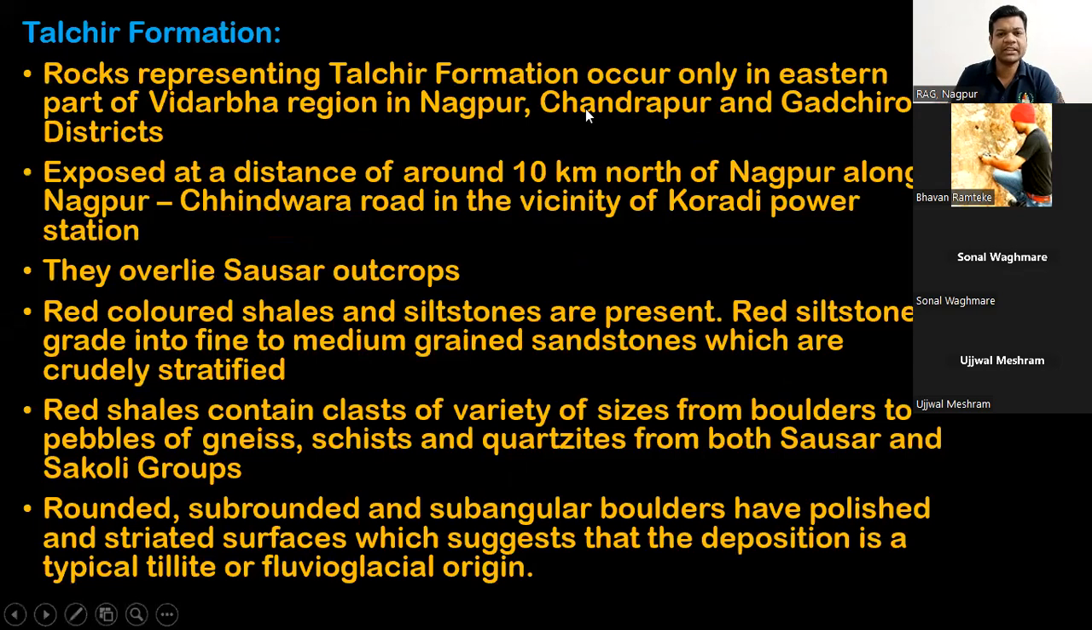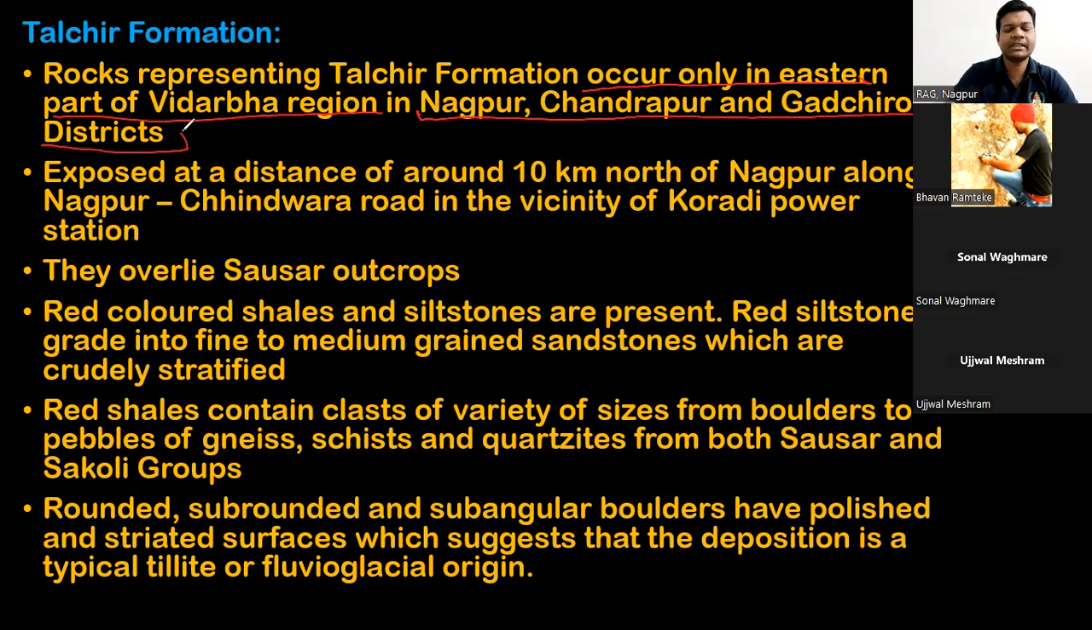So there are various formations that can be observed in this Vidarbha region of Maharashtra. First, let us see the Talchir formation. This Talchir formation occurs only in the eastern part of the Vidarbha region, in three districts: Nagpur, Chandrapur, and Gadchiroli.